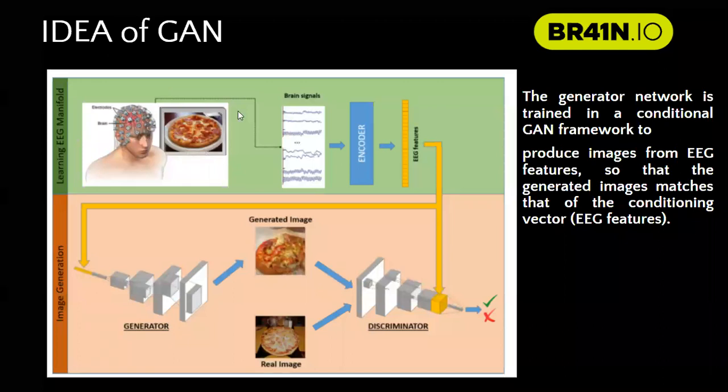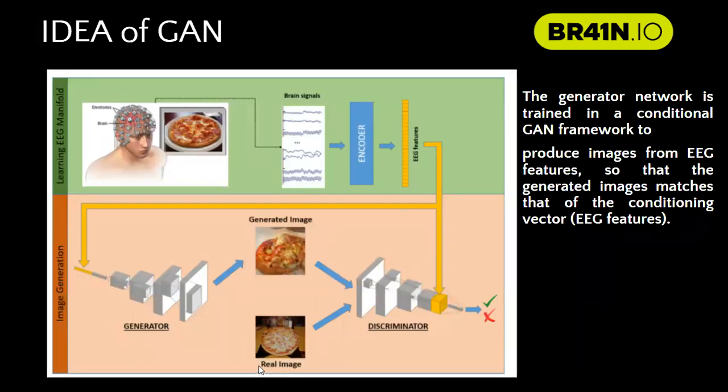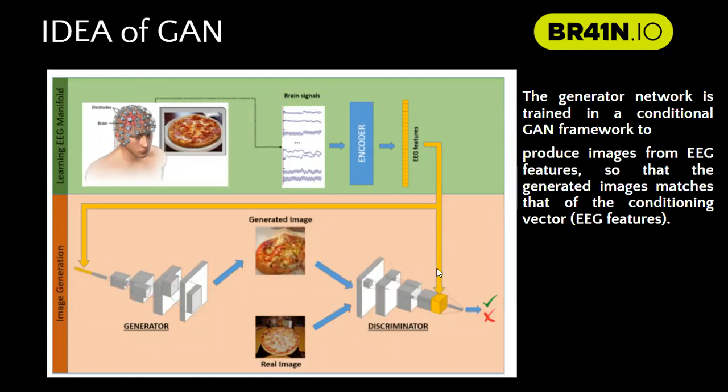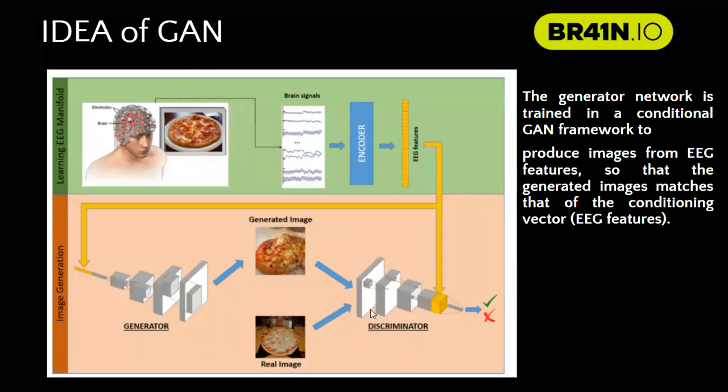This is the workflow inside our GAN network. From a person's head, the brain signal will be passed to the encoder. Then the EEG features will be extracted here, and these features are passed through the generator. The generator generates one image, and for training purposes, we will pass the real image here. On the basis of this real image and the generated image, the discriminator will set its weights accordingly. So we will train our model.